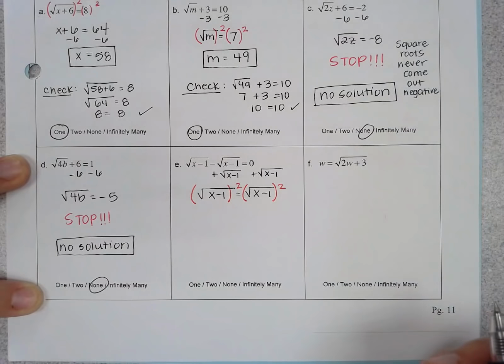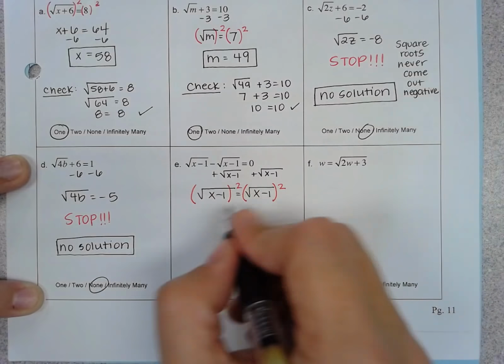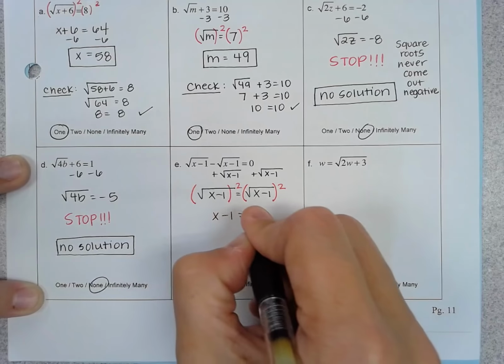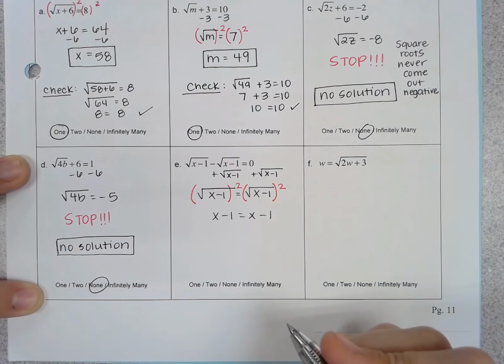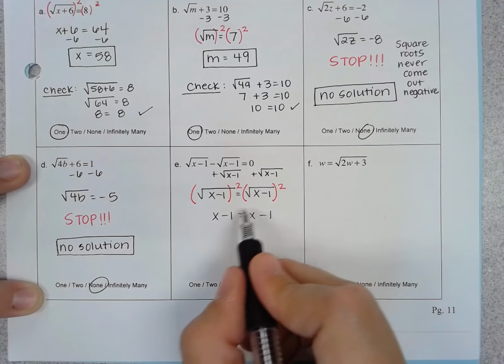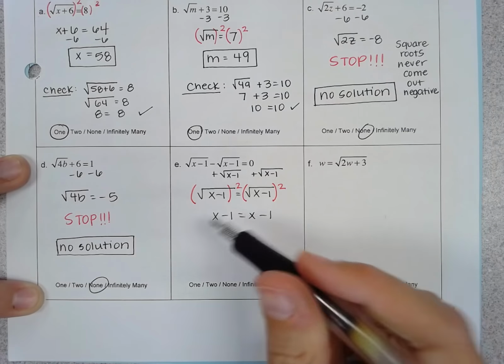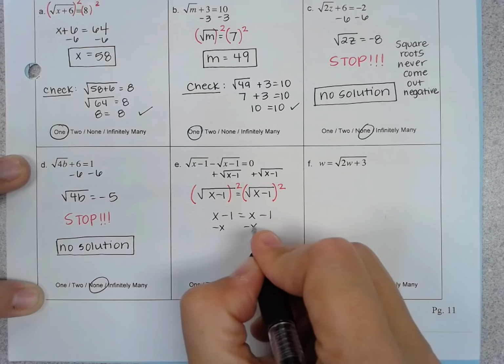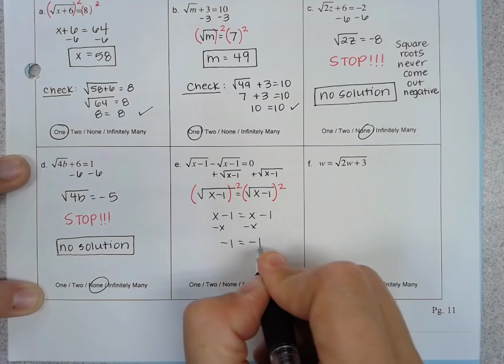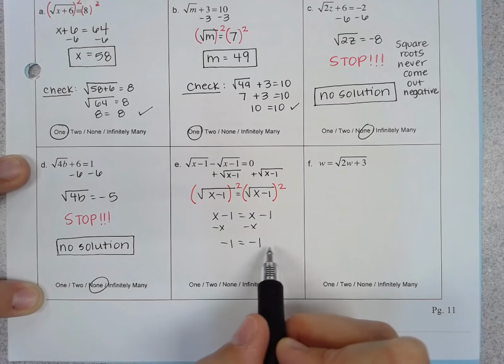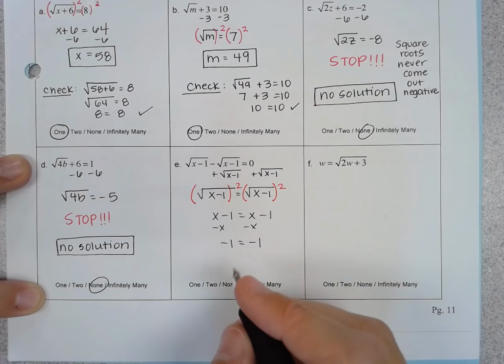Squaring something is the opposite of taking the square root of it, so the square roots would both go away. And then I have x minus 1 is equal to x minus 1. You could take this a step further and actually subtract the x's from both sides. So you'd get negative 1 equals negative 1. You ask yourself, when is this true? Negative 1 equals negative 1 all the time.